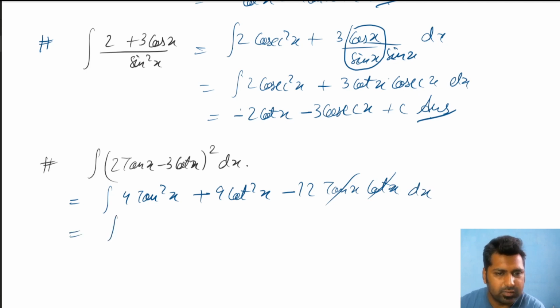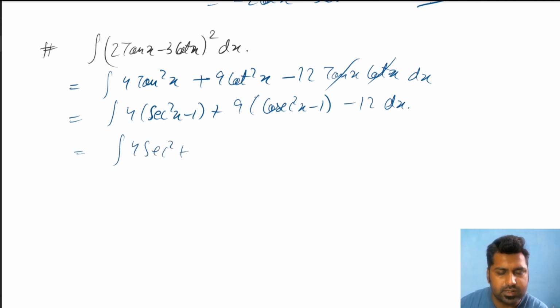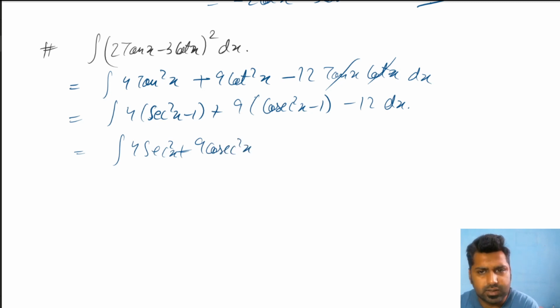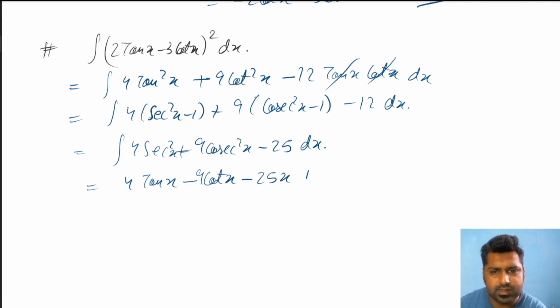So tan square, we can integrate by the idea that we learned: sec square x minus 1. Similarly, cot square can be integrated: 9 times cosec square x minus 1, minus 12 dx. Okay, so let's rewrite this. Integration of 4 sec square x plus 9 cosec square x minus 4 minus 9 minus 12, which becomes minus 25, dx. So the integration becomes 4 sec square integration is 4 tan x, 9 cosec square integration becomes minus 9 cot x, minus 25 integration is 25x, plus c. Okay, you always have to write c, a constant.